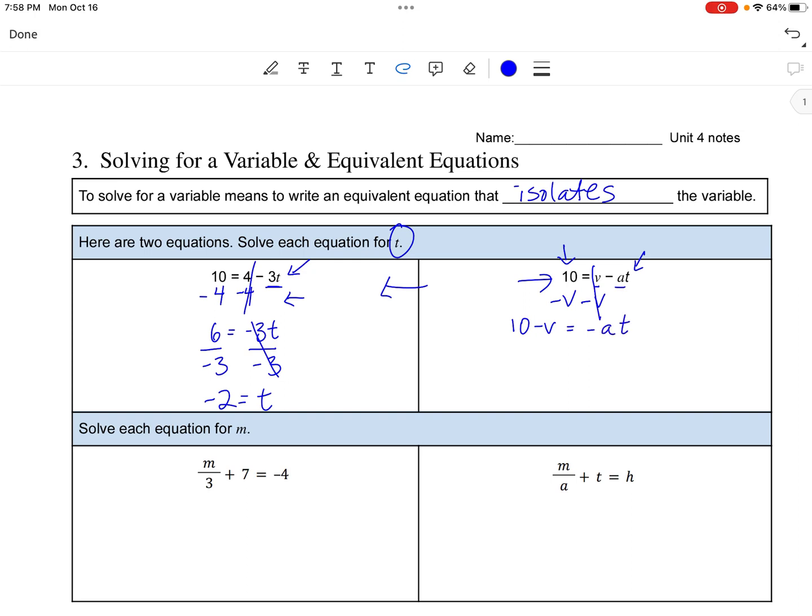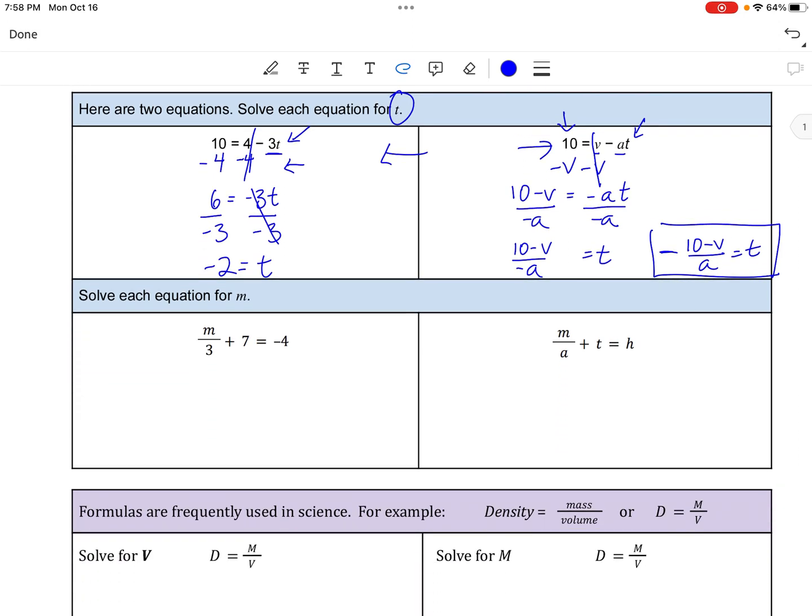Then we have to get the t by itself. It's being multiplied by negative a, so we're going to divide both sides by negative a. So then we get t equals 10 minus v divided by negative a. That can also be written with the negative out in front of the whole fraction, like this.